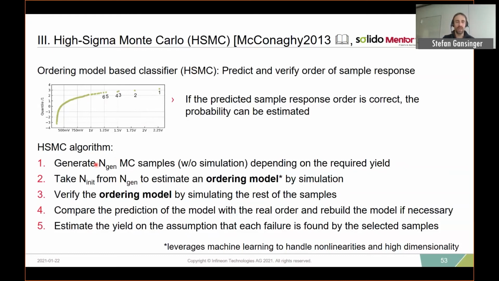So what they are doing is they're generating a lot of Monte Carlo samples, take an initial amount of these samples, and they simulate this. Having this simulation result, they use machine learning to generate the ordering model. And when they have the ordering model, only samples which fall into the tail area or the failure region are simulated. I can show you this on the Björn example again.